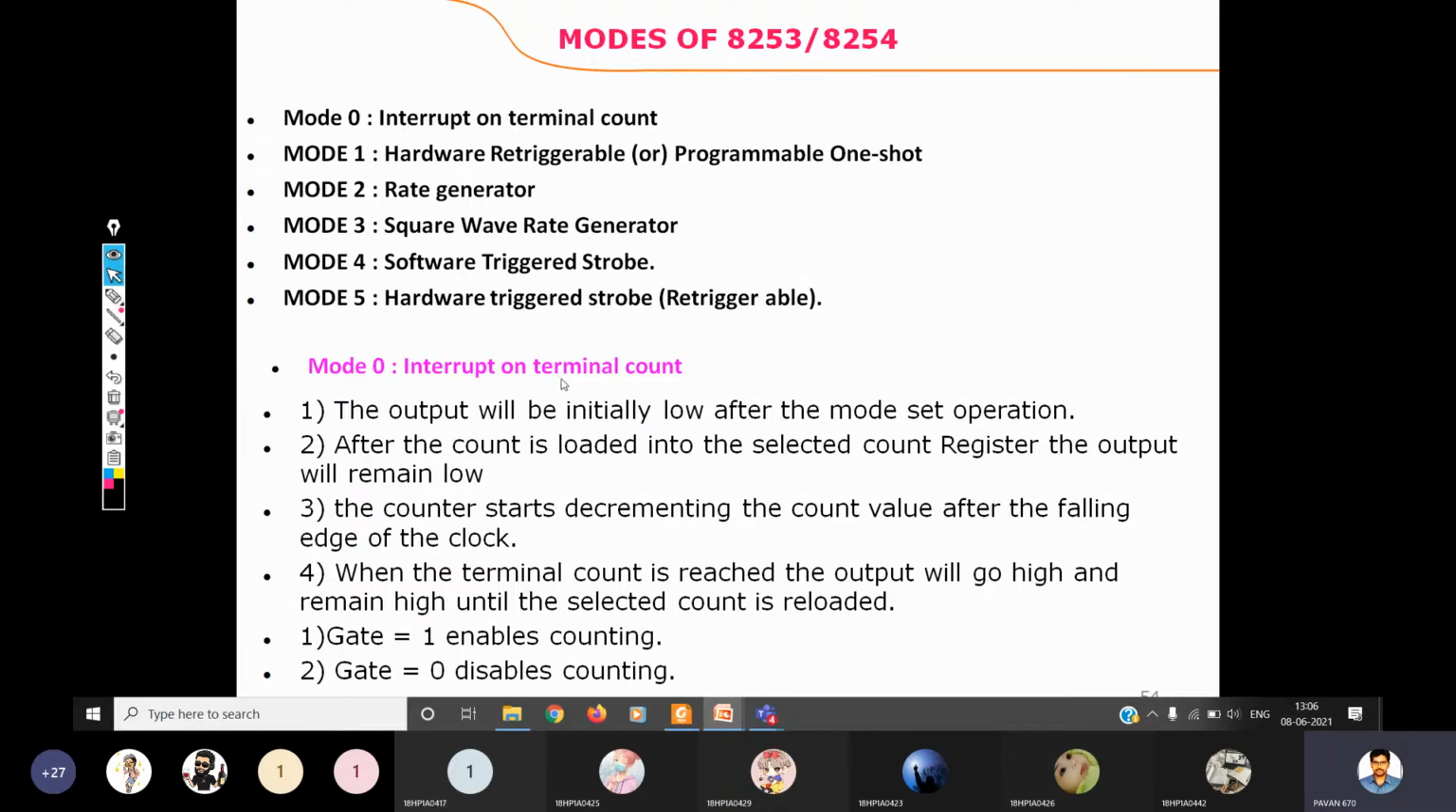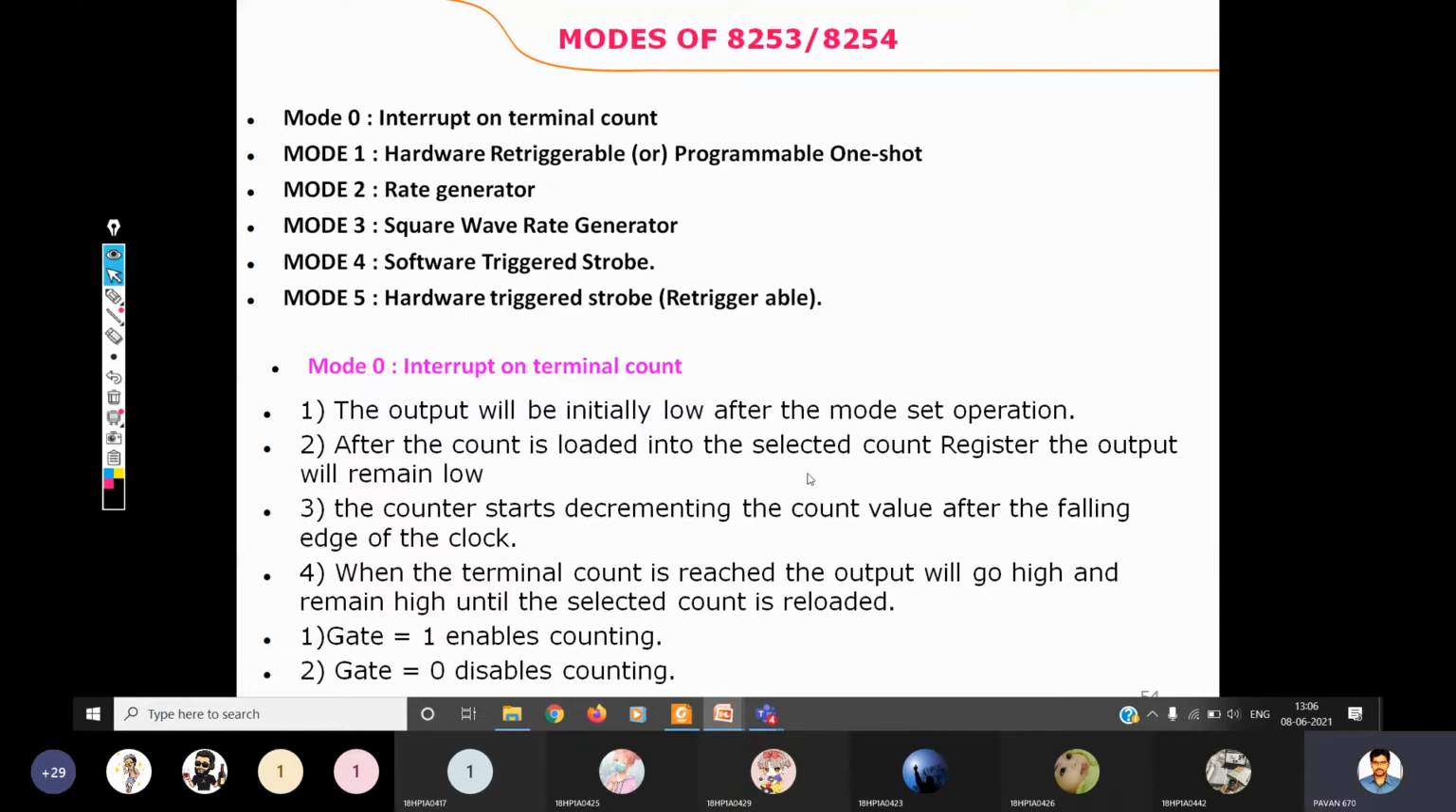So here, interrupt on terminal count. The terminal count is important everywhere. But what happens in mode 0 is, if the count value, whatever we loaded into the counter register, whether it is an 8-bit value or a 16-bit value, reaches 0, then the system will generate an interrupt. The operation will be terminated, and again you have to load some value, and then the operation can happen again. So that's the basic explanation here.